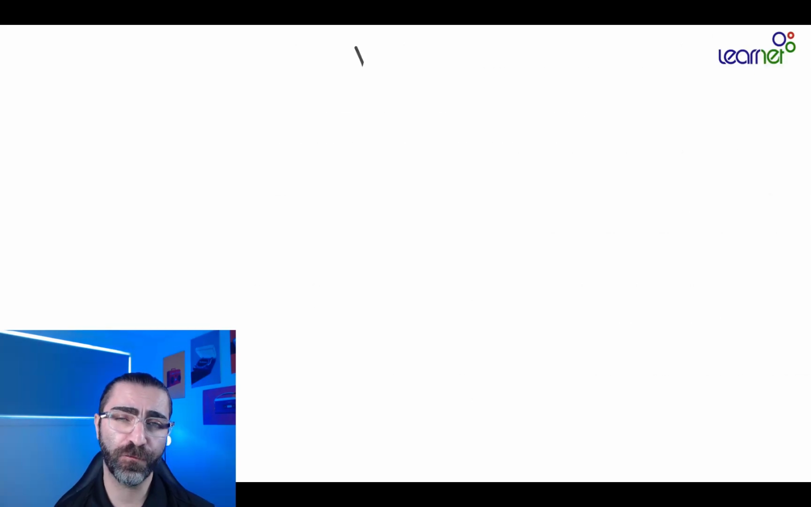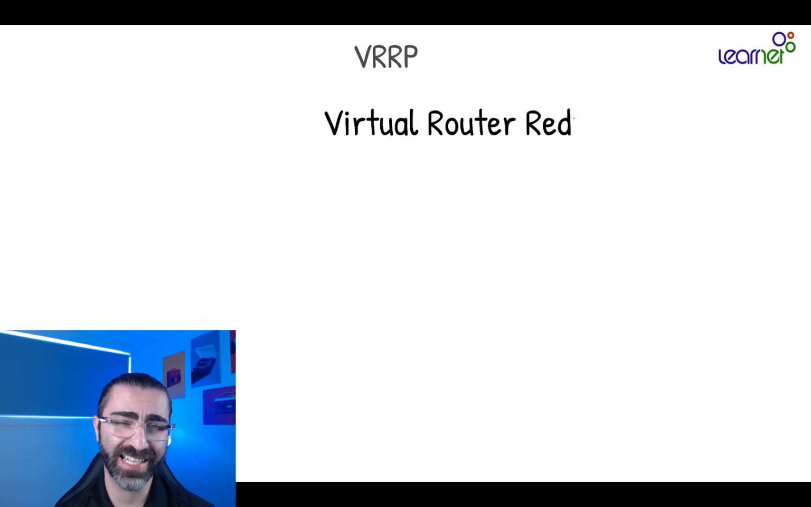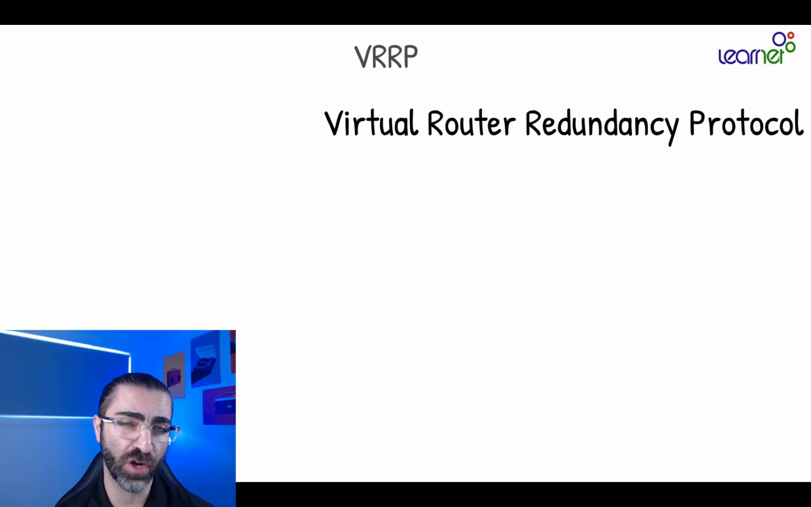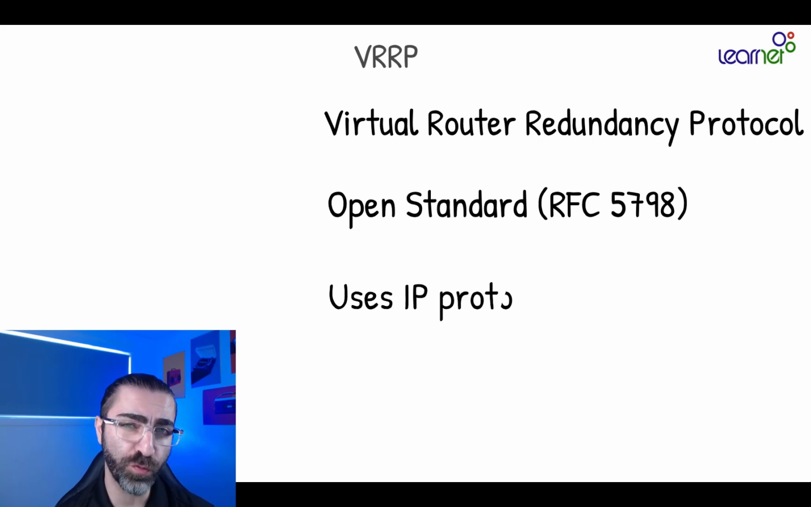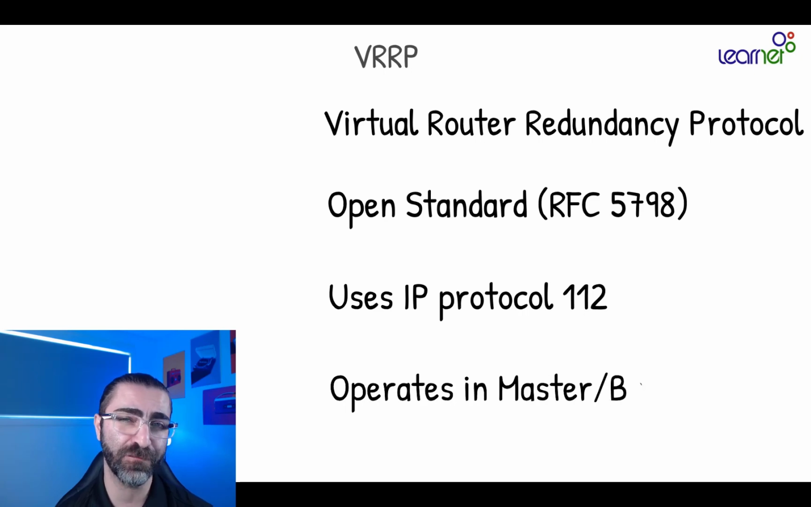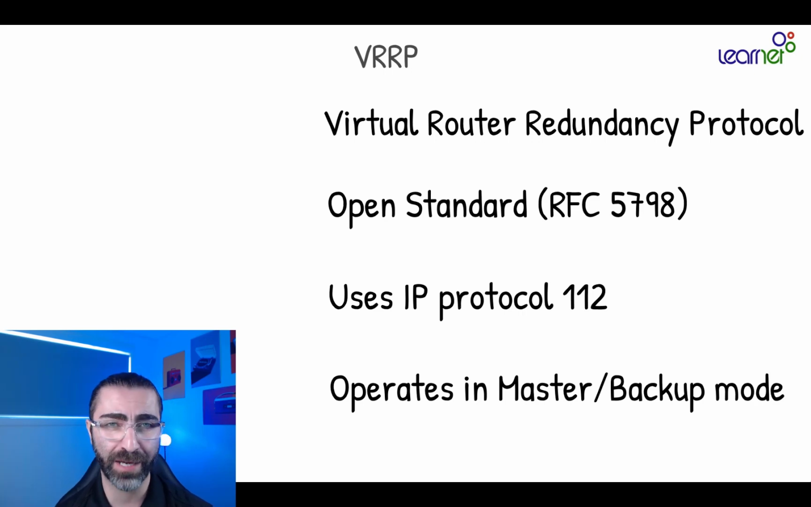VRRP, which stands for Virtual Router Redundancy Protocol, is pretty much the standard version of HSRP. And it's been introduced in RFC 5798. It uses IP protocol 112, and like HSRP, it works in active passive mode, which in VRRP terminology is called master and backup routers, or master and backup mode.